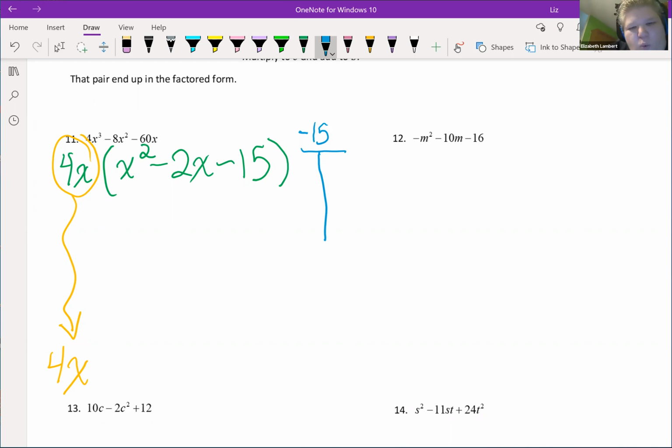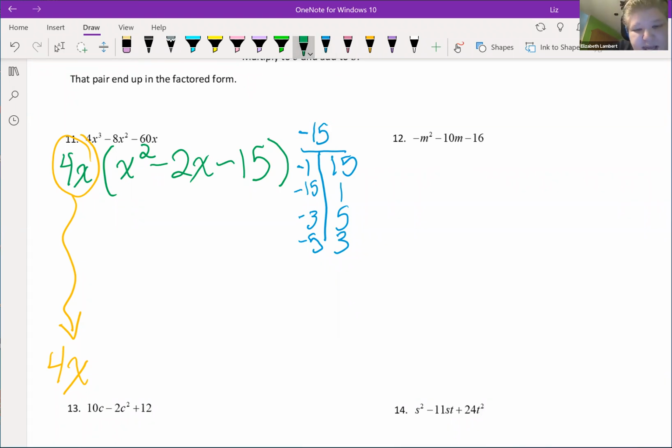So 1 and the number itself is always a pair. Since it's negative 15, only one of these numbers can be negative. So it's either negative 1 and 15 or negative 15 and positive 1. Then we can add those together and see if we get our B number of negative 2. Those are way too far apart, so that's not going to work. 15 only has one other pair: 3 and 5. And again, it's either negative 3 and 5 or negative 5 and 3.